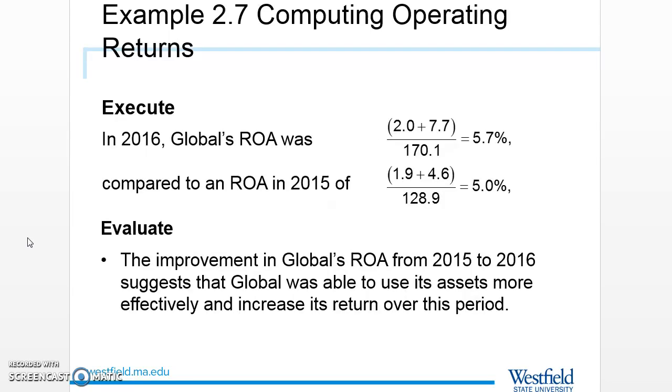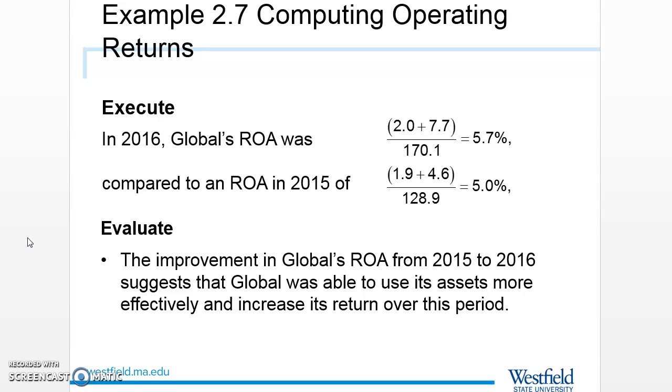In 2016, we had ROA of 5.7%. In 2015, we had ROA of 5.7. And so this suggests that ROA went up, right? And we were able to use the assets at hand. Global was able to use its assets better to more effectively produce earnings. And so the return to investors was higher in 2016 than it was in 2015.